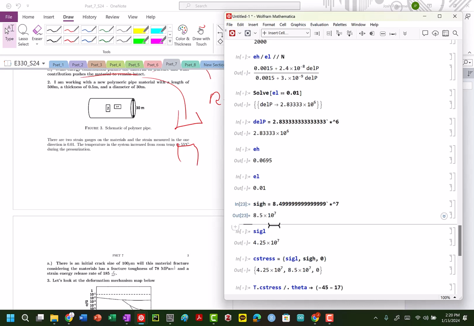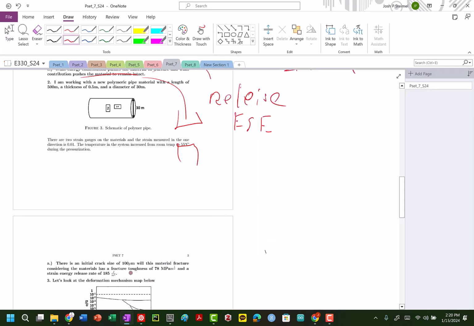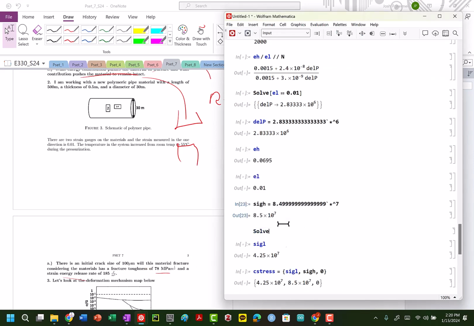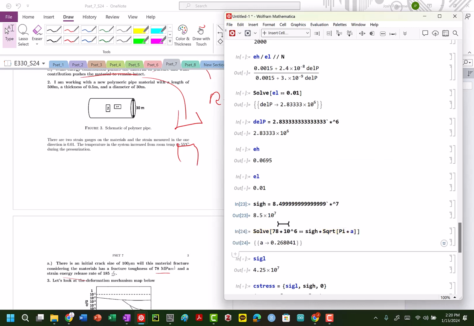Initial crack size of this, will the material fracture? So I have fracture toughness and I have strain energy release rate. I can use either one because this is a polymer. So I'm just going to use the fracture toughness again. I want to solve, will this material fracture? So I'm going to look at 78 times 10 to the 6 times 10 to the 6. Set this equal to sig h times square root of pi times a. And if I have a crack size, this is the critical crack size required to fracture. So if I have 100 micrometers, I'm good to go.